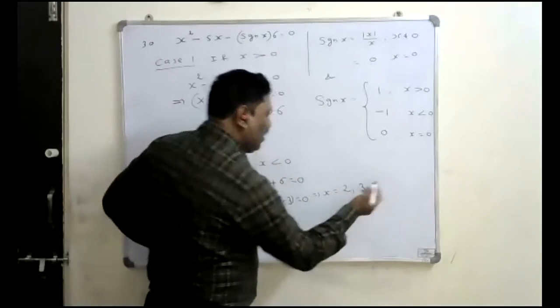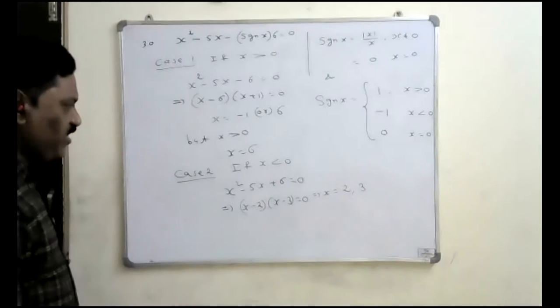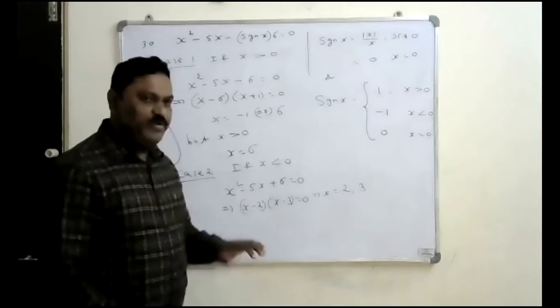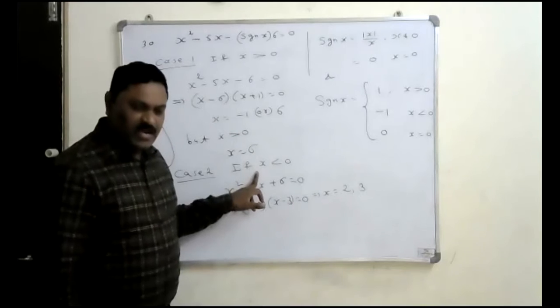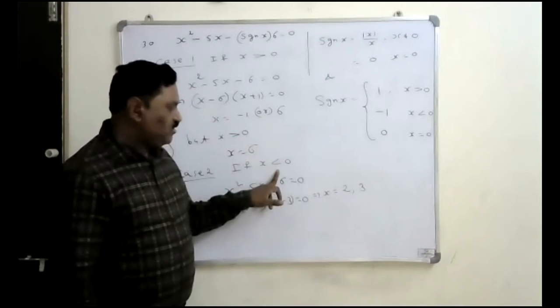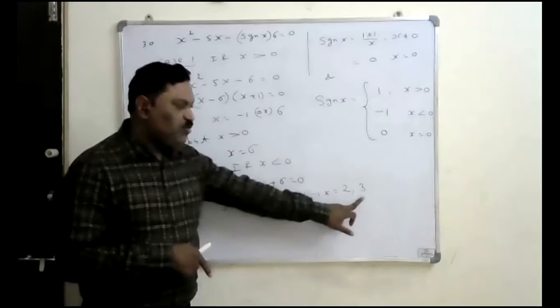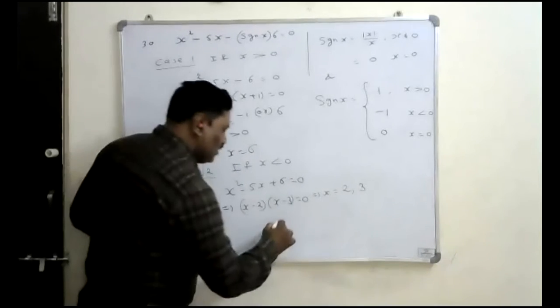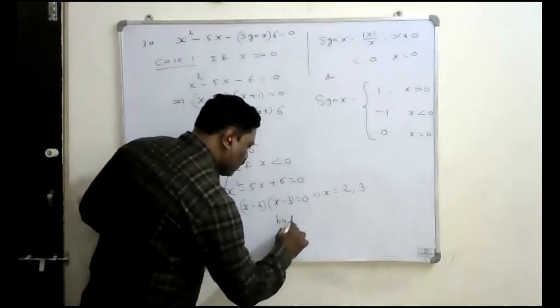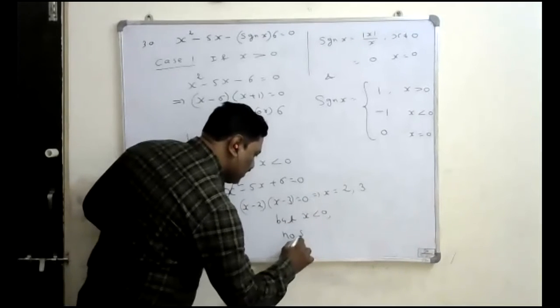Of 2 and 3, which one do we have to take? Neither. Why? Because in case 2 we took x negative, less than 0. But here we got both positive values. That's why we should not take either of them. But x is less than 0, therefore no solution in this case.